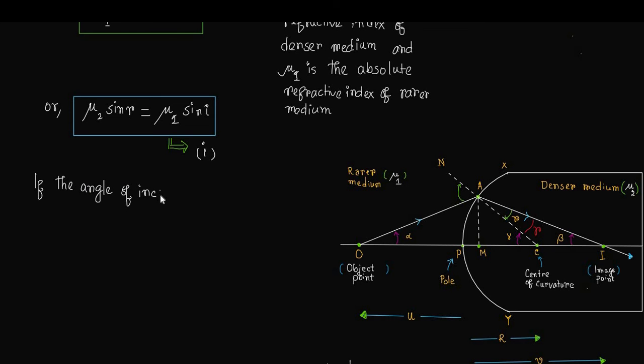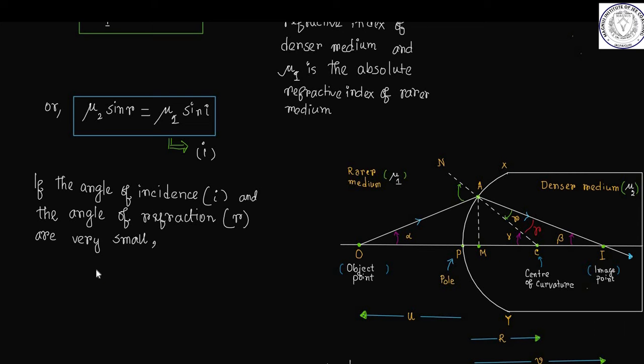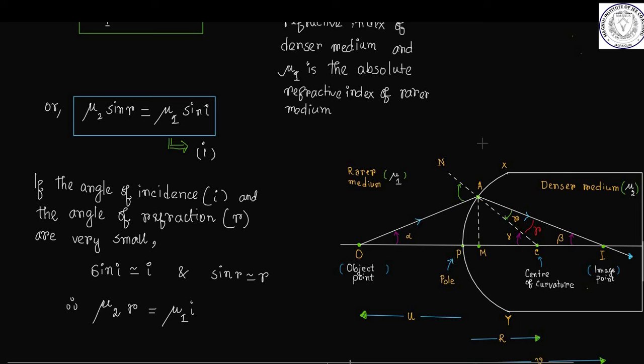If the angle of incidence I and the angle of refraction R are very small, in that case sin I will be approximately equal to I and sin R will be approximately equal to R. Hence equation 1 becomes mu 2 R equal to mu 1 I, that is equation 2, provided the angle of incidence I and angle of refraction R are very small.